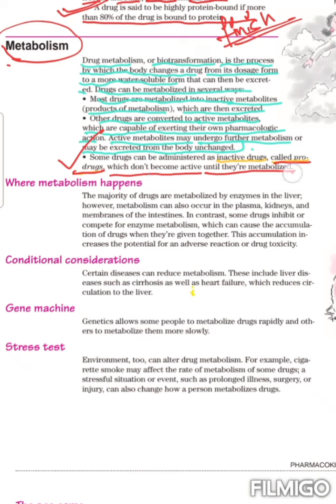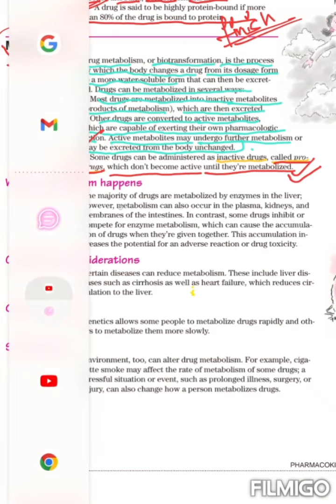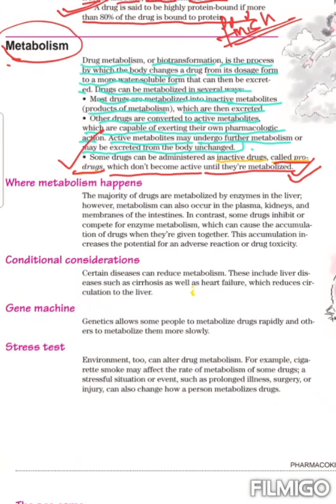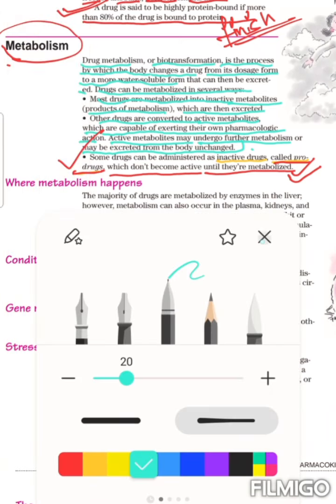So metabolism is very important for the drugs called prodrugs. That kind of drug is administered in an inactive form, and to make it active, the process of metabolism comes into the role, and after the metabolism, that drug becomes active, and then it shows its pharmacological response. Now we will see where the metabolism happens.